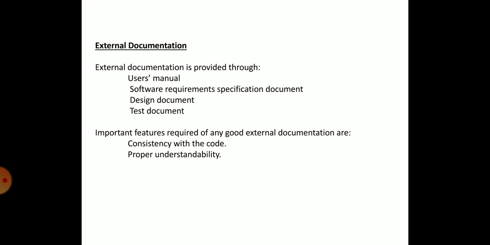And with external documentation, the external documentation is provided through various types of supporting documents such as user's manual, software requirement specification document, design document, test document, etc. All these form the external documentation, and all these form the supportive files for the end user as well as the maintenance team. And this ensures that all these documents are produced in an orderly fashion. This must be done in an orderly manner.